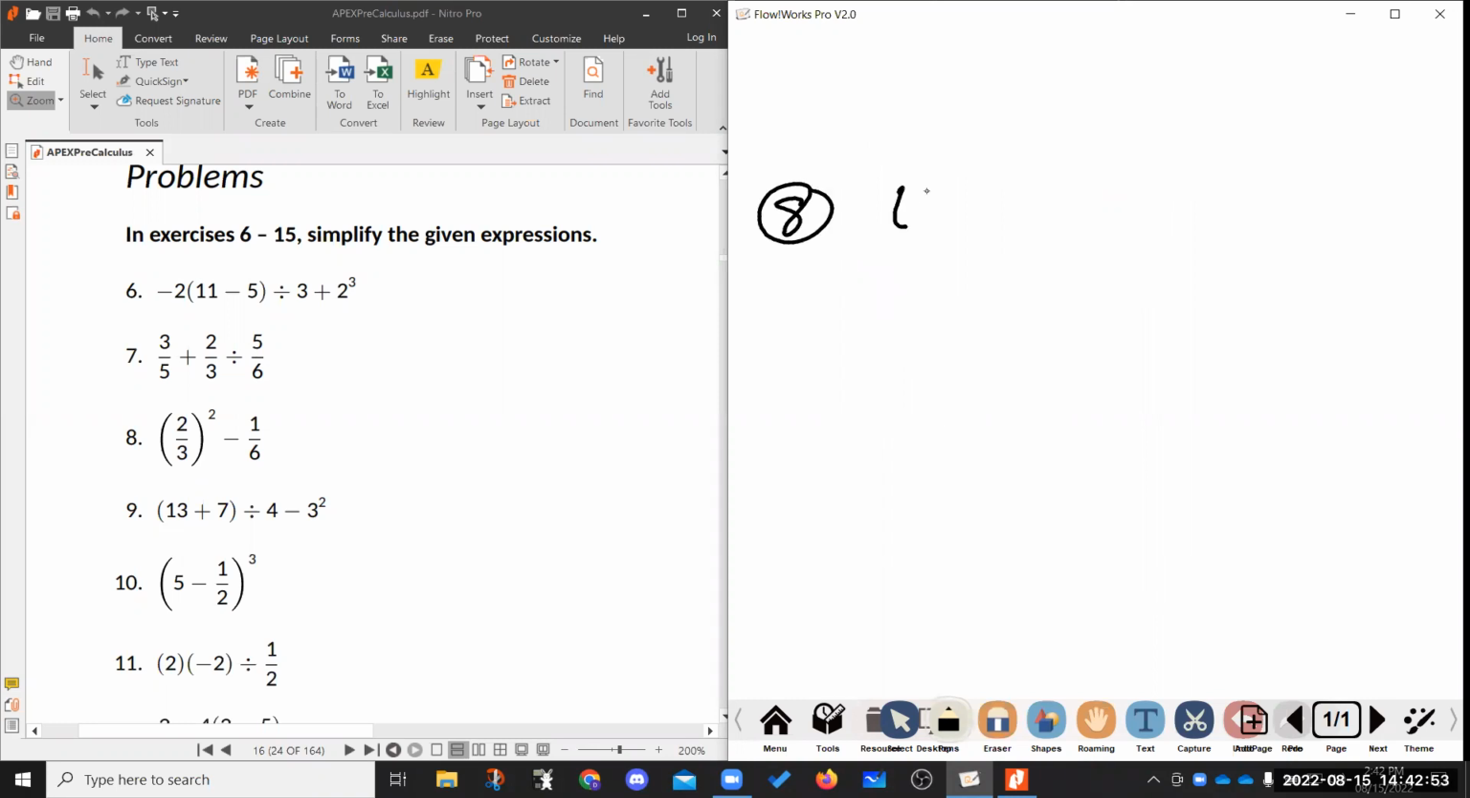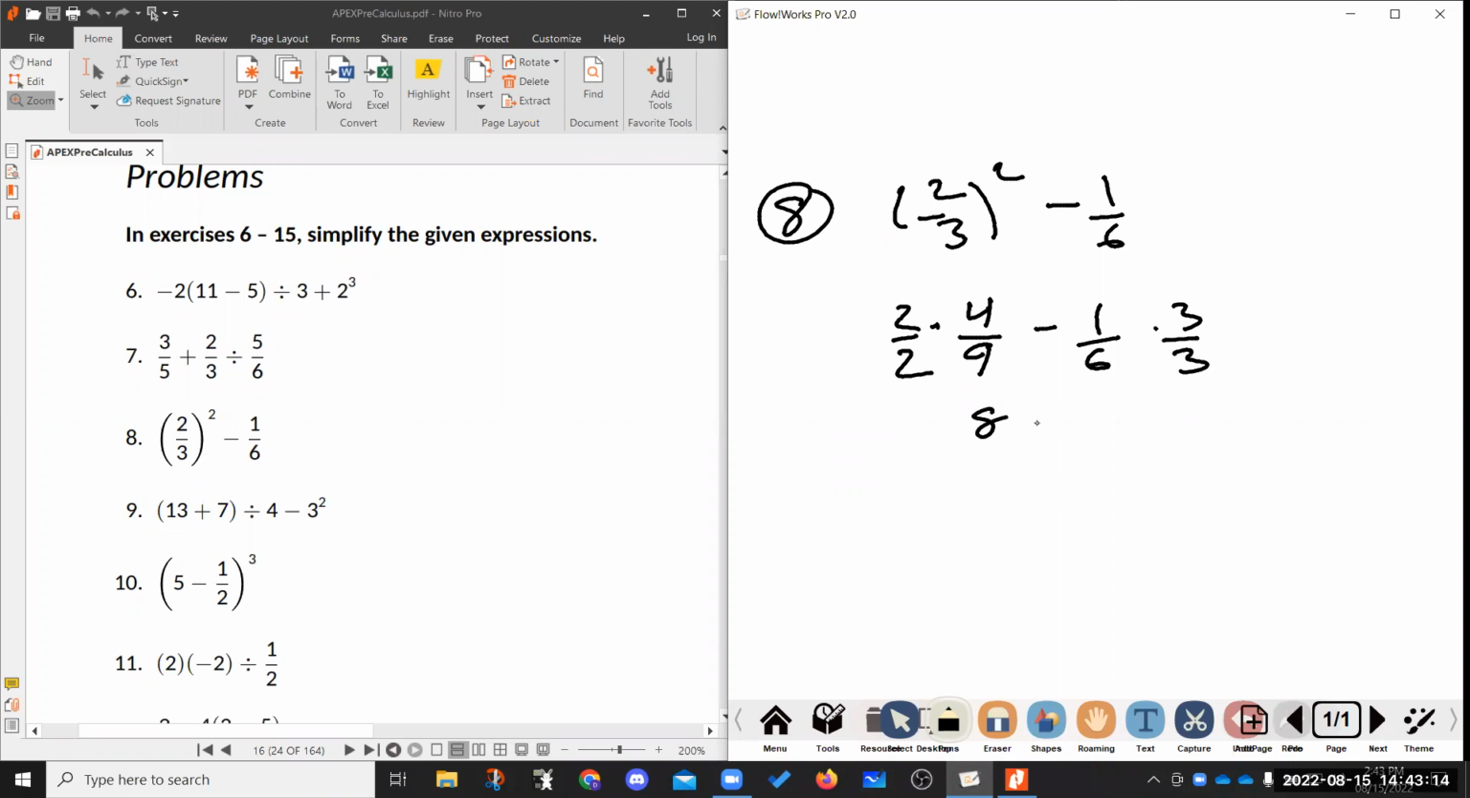Number 8 says 2/3 squared minus 1/6. That's going to be 4/9 minus 1/6. So we have 2 over 2, and we have 3 over 3. That's going to give us a common denominator of 18. That's 8 minus 3 over 18 is 5 over 18.